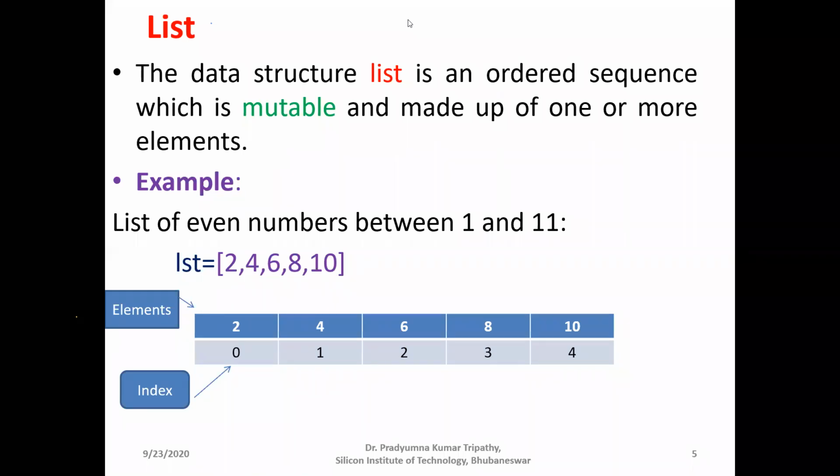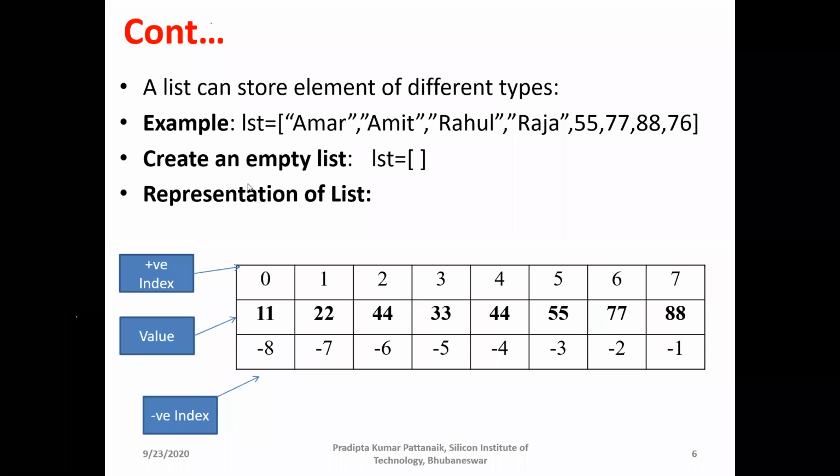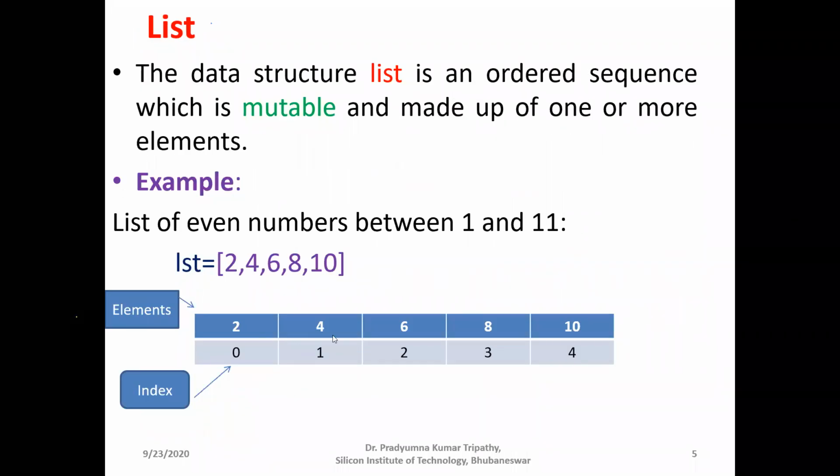So a list can store elements of different types. It is not necessary, as you can see over here I have stored only integers. But in arrays in C, an array is a linear data structure that stores similar kinds of elements. This is not there over here.